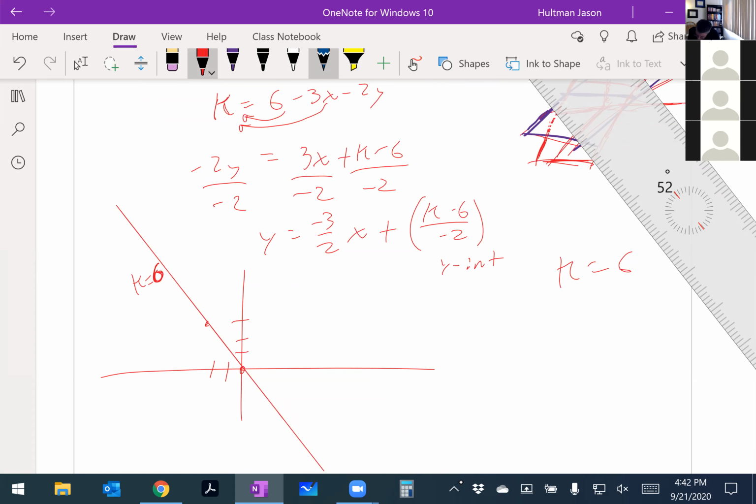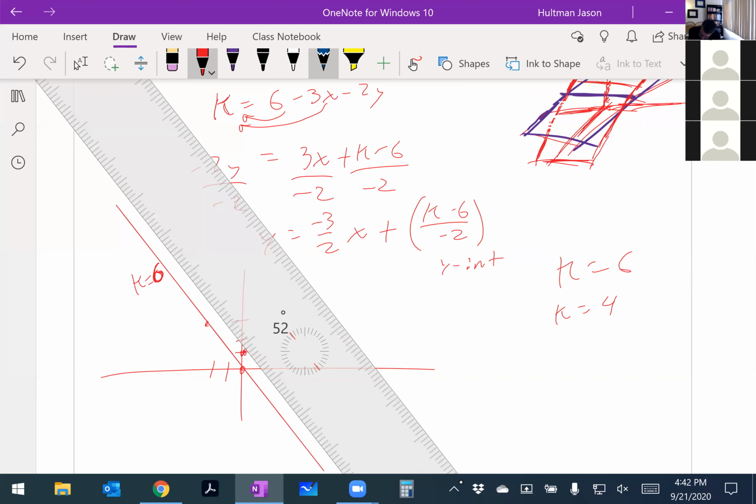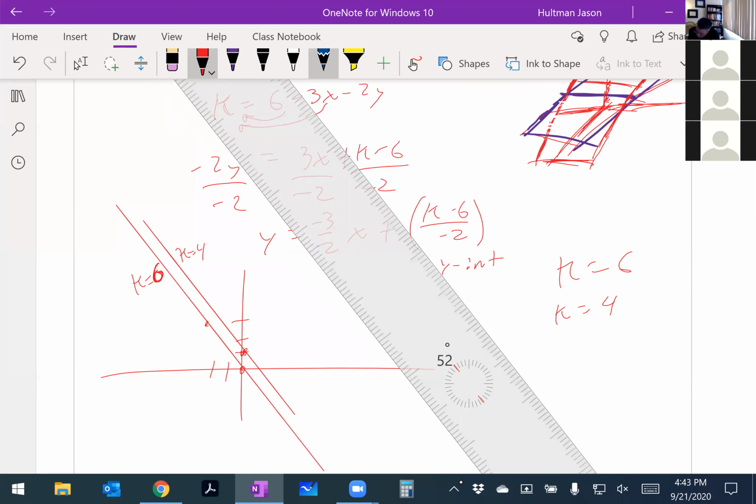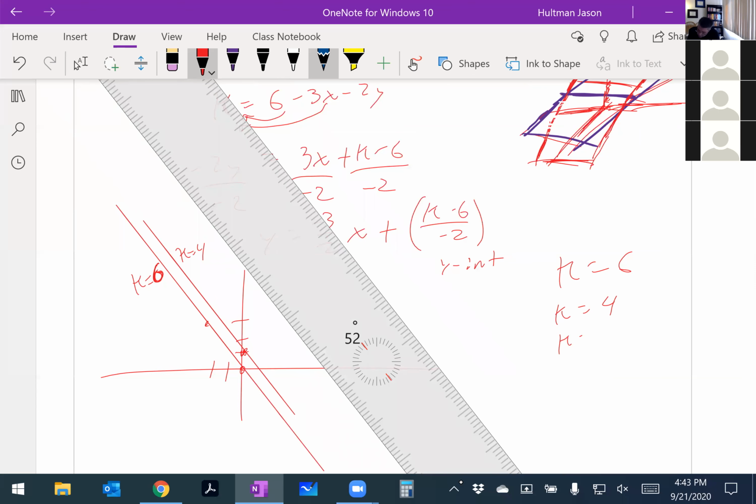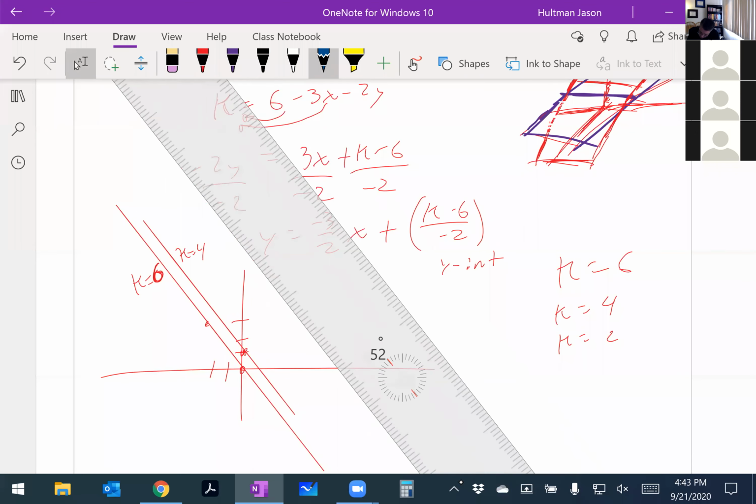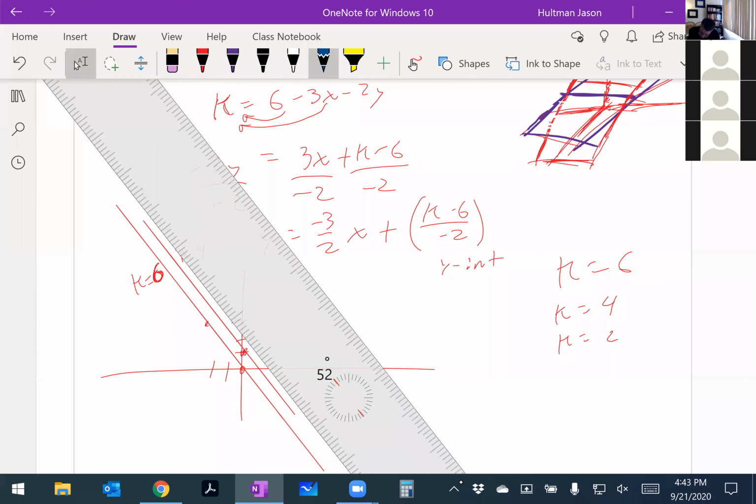Okay, what about, let's go up by 2's, so we get divisible by 2. What about k equals 4? That's going to be 1, so that's a parallel line to this guy through 1. Okay, so that's k equals 4. And if we did k equals 2, positive 2 would be the y-intercept.